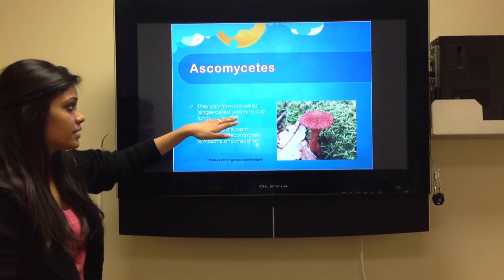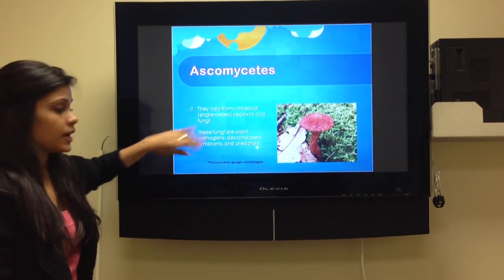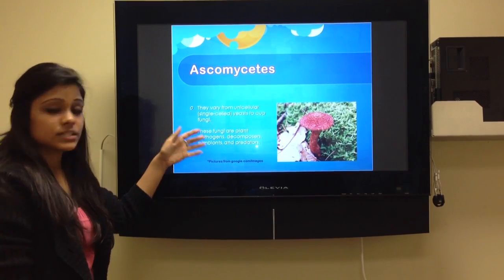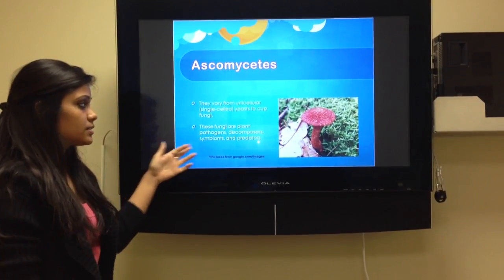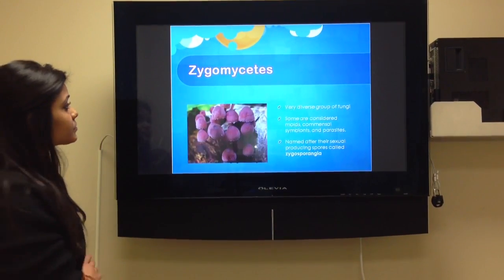They vary from unicellular yeast, which means single-celled, to cup fungi. And these fungi are plant pathogens, decomposers, symbionts, and predators. And here's another example of ascomycetes.